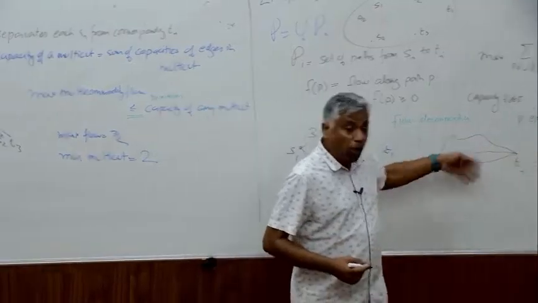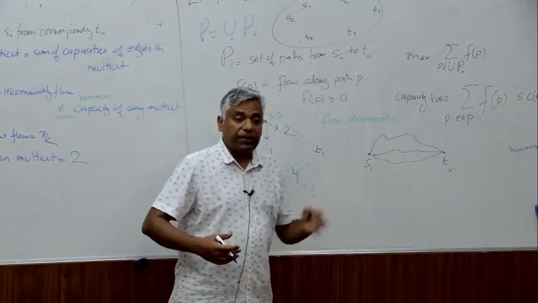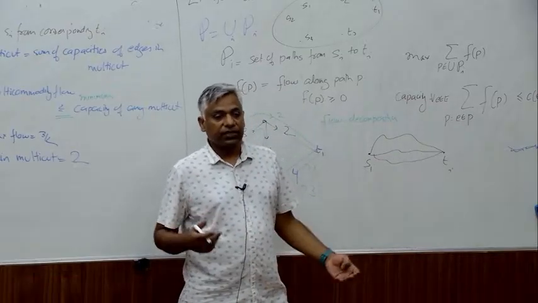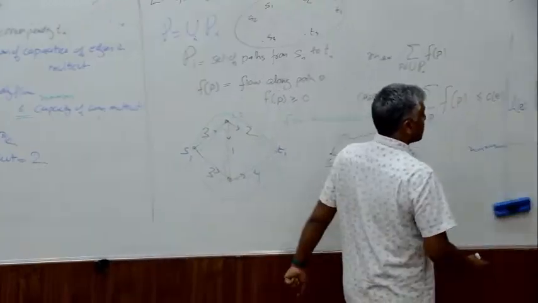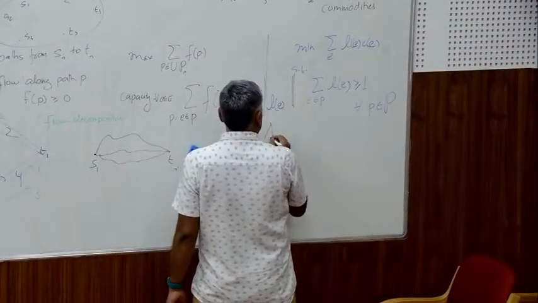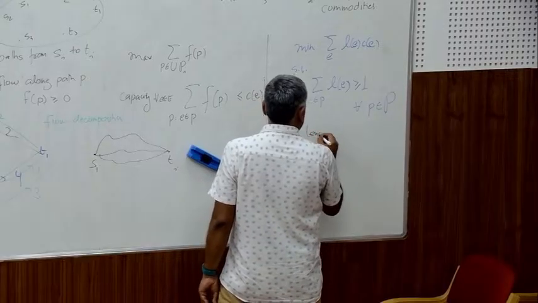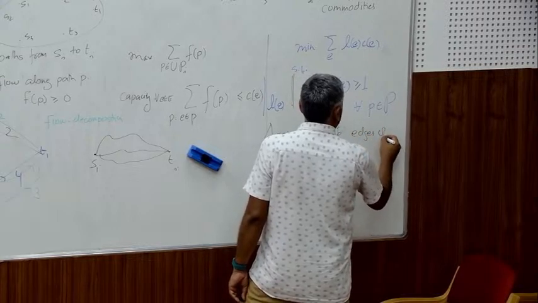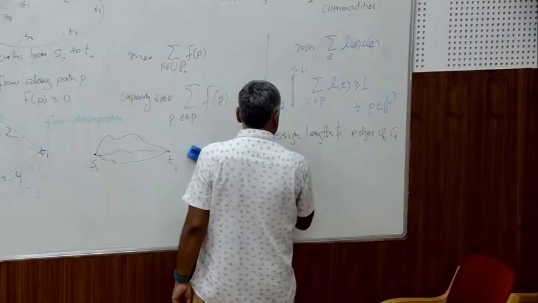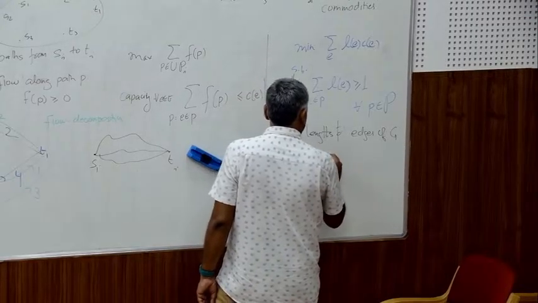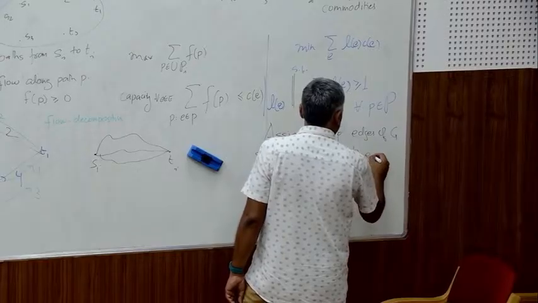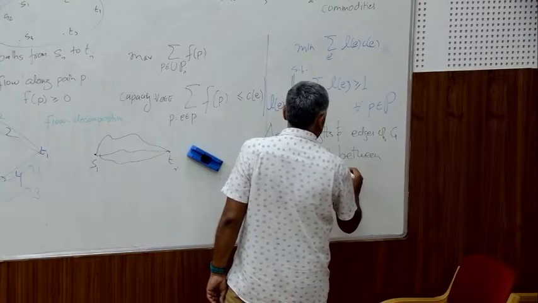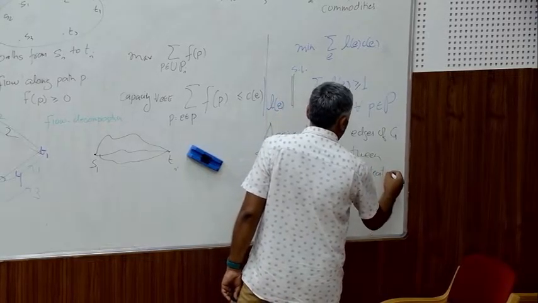No, because I look at all possible paths between Si and Ti, and every path has to have a length of at least 1. So what does that mean? That means the shortest path between Si and Ti is of length at least 1. Right? That's how you can interpret this. So, simple interpretation: assign lengths to edges of G such that the shortest path between any Si-Ti pair is at least 1.